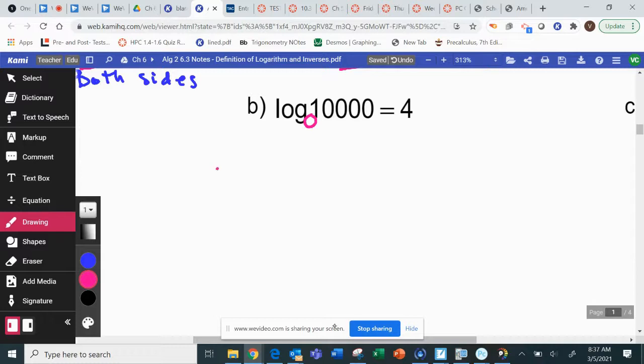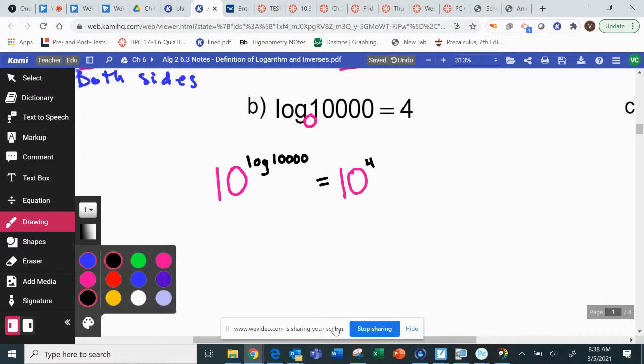So to both sides, I'm going to exponentiate. New word, exponentiate. I'm going to put 10 to the log of 10,000. And on the other side, 10 to the fourth. So I exponentiated both sides. A base of 10 and a log base 10 undo each other. They're inverses, and we get 10,000.